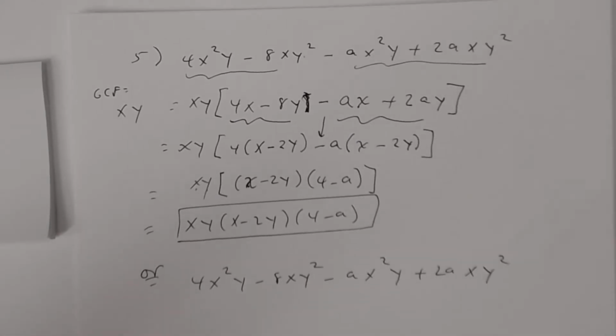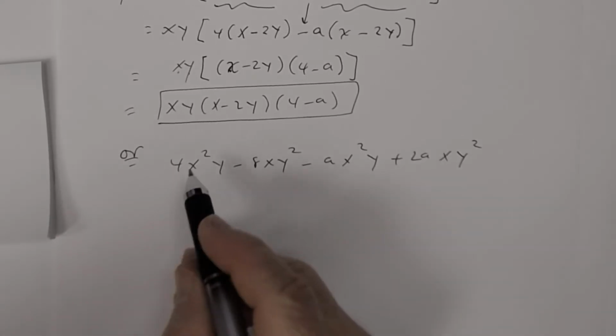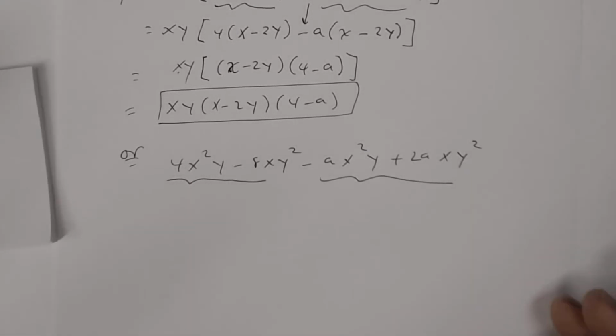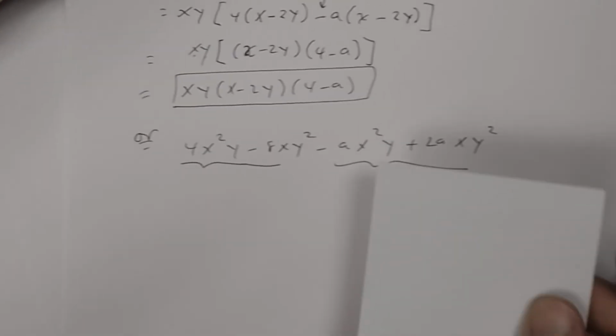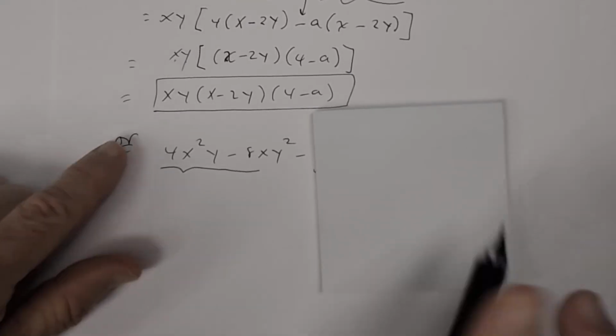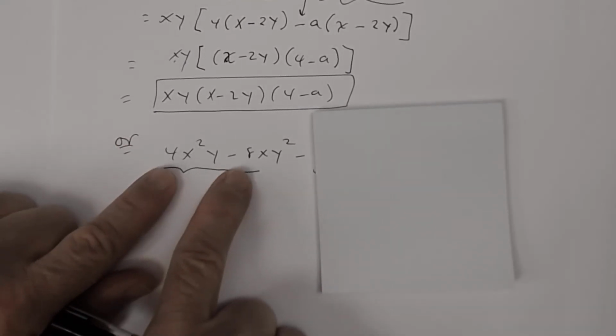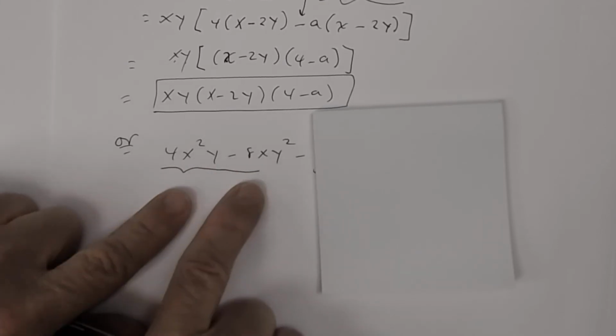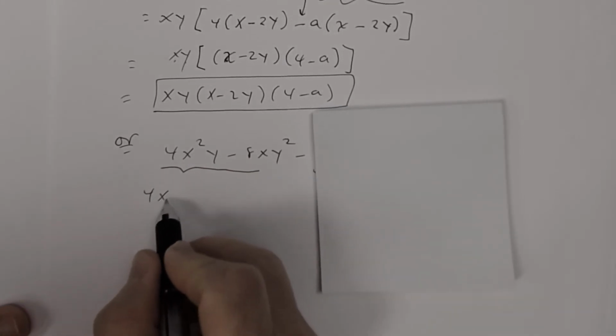So we have 4 terms here, right? So we're going to do this by grouping. I'm going to group the first 2, and I'm going to group the last 2. If I look at the first group, what's the GCF of the first group? Well, a 4, and then I need an x, and I need a y. So 4xy. Y'all agree? 4xy.